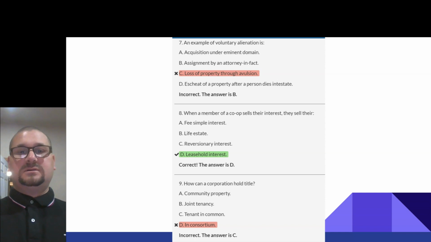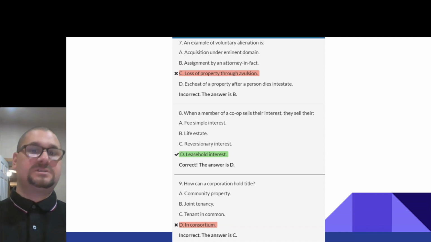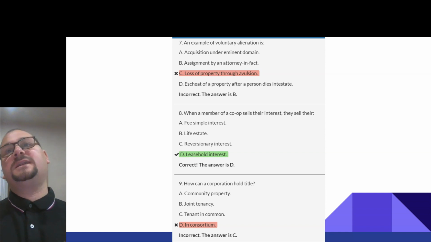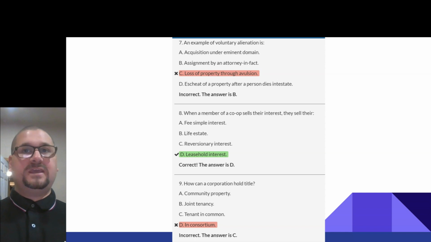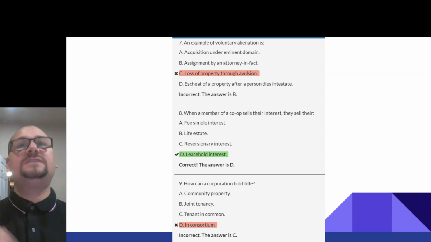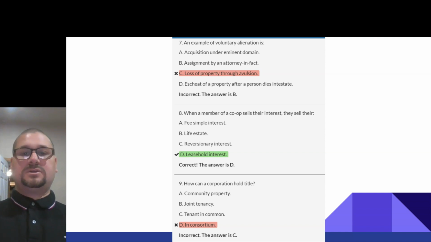So why is that? It's because there's undivided interest, right? If a brother and another brother hold interest in a property, that's tenant in common, or a corporation holds title, tenant in common. When one dies, they want to will it to someone else, or something's going to happen that's going to have undivided interest, right? Maybe 70%, 30%. You have tenant in common, and it's undivided interest. That's the whole thing here. So how can a corporation hold title? Community property? No, they're not married. Joint tenancy? No, there's not more than two. Tenant in common? Yes. In consortium? No.